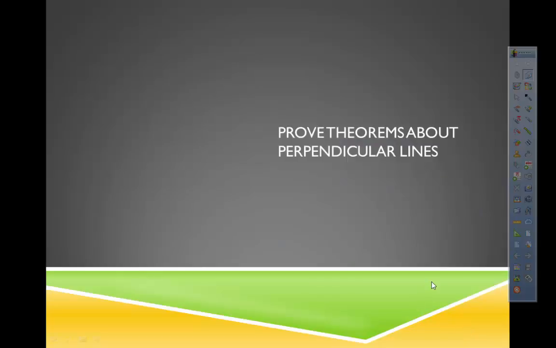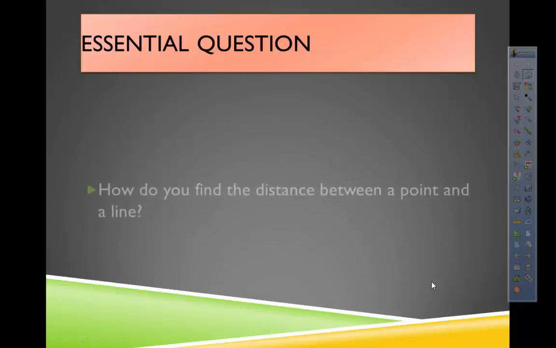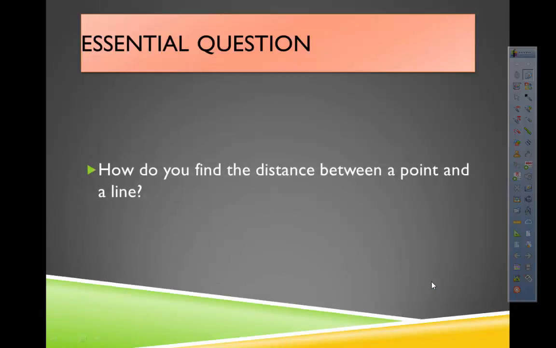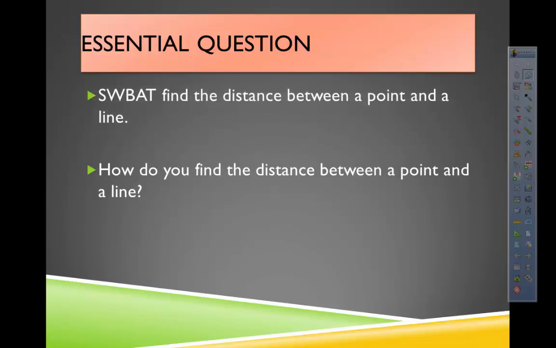Proof theorems about perpendicular lines. Okay, alright. How do you find the distance between a point and a line? And the objective today will be students will be able to find the distance between a point and a line.